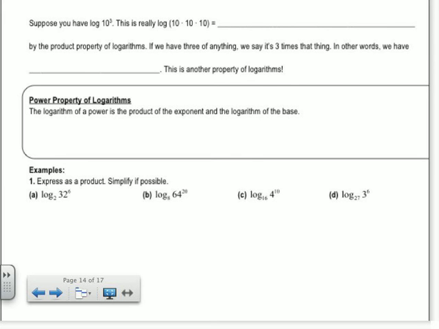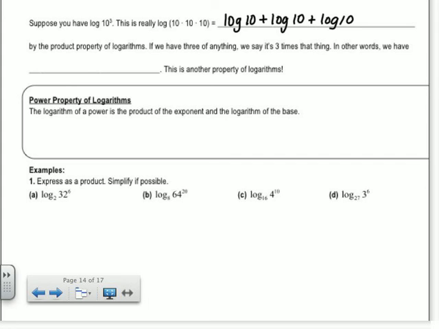Okay, so let's talk about some other rules. Suppose you have log, this is base 10 because there's no number there, so log base 10 of 10 to the third power. That's really just log of 10 times 10 times 10. Based on the rule we just learned, if I have a logarithm with multiplication, I can separate it into separate logarithms. So it's going to be log of 10 plus log of 10 plus log of 10. Okay, this one's important. Do you see why we can do that? It's the product rule. You can break it up.